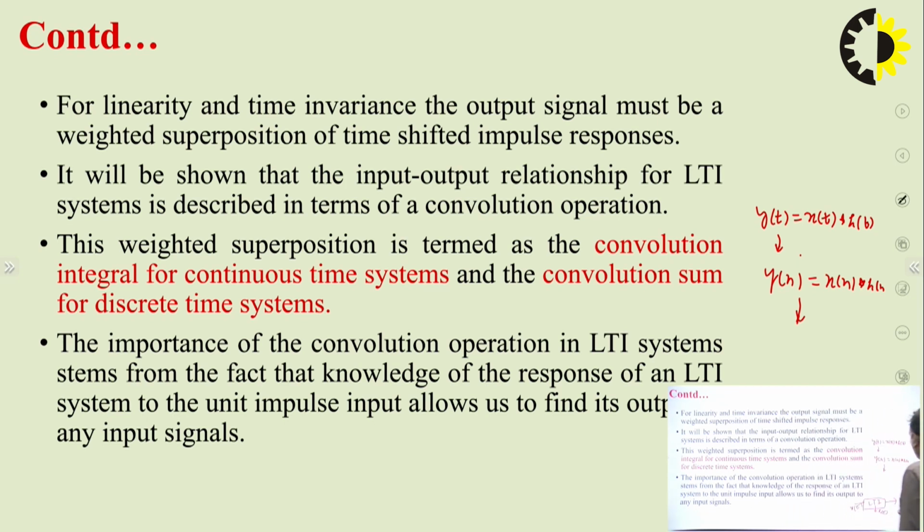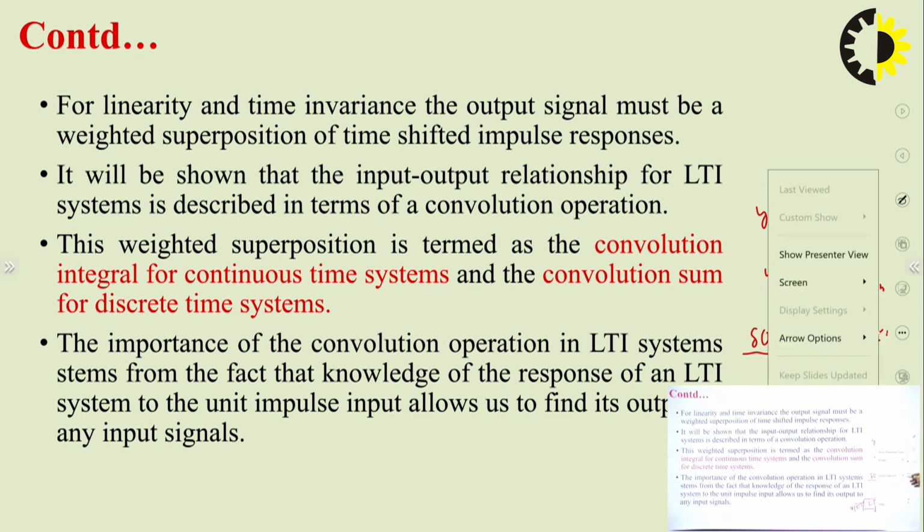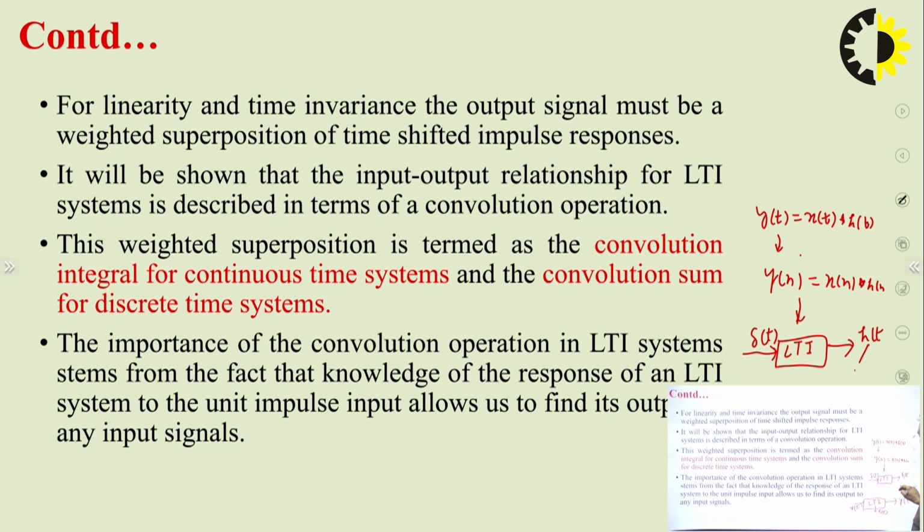But because we don't know the impulse response of this system, what we can do, because it is an LTI system, is take this system and apply an impulse input to it, and we will get the impulse response for this system. And because the LTI system is the same, we can use this impulse response so that we can calculate y(t) equals x(t) convolution h(t). So basically, in this way we can find out the output of the LTI system for any arbitrary input.